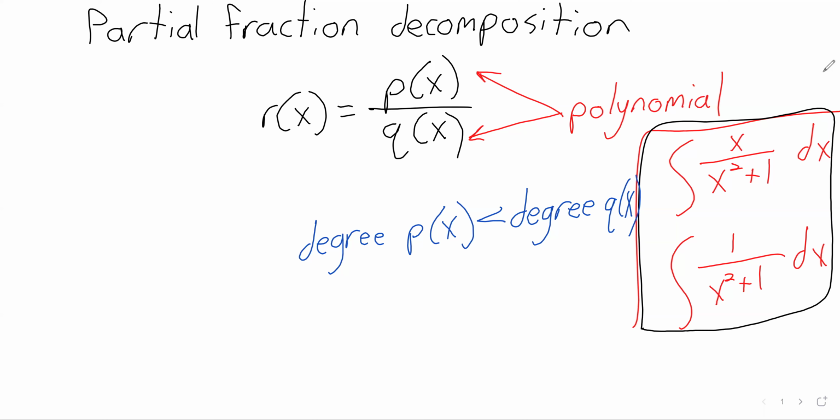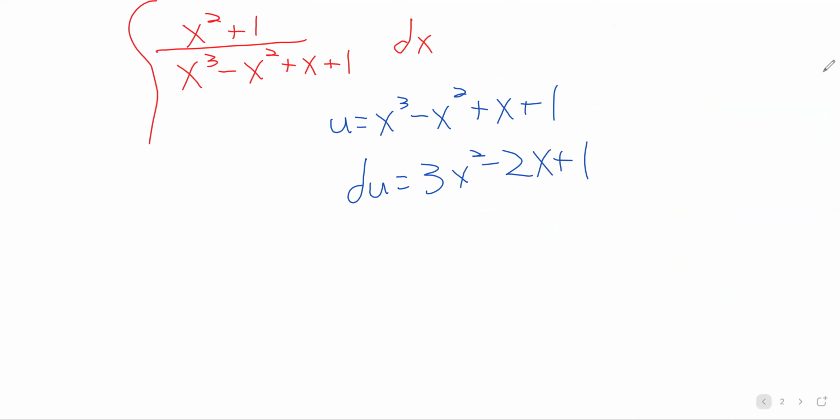And there are ways around this. I mean, if the degree of the top is bigger, you can do polynomial division. We might do an example of that later in the week. But for now, let's just state this as something that we need. So you know, the top is degree 2, the bottom is degree 3. That's fine.